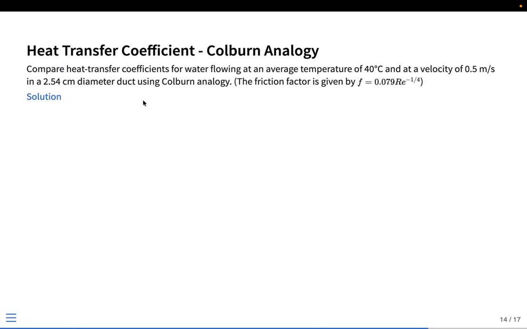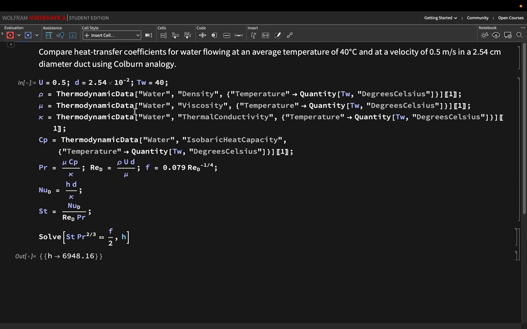So this is also a very straightforward problem. Again, we will use the same relation as before. We know the Stanton number is given by Nusselt number by Reynolds number times Prandtl number, and Colburn's analogy is Stanton number times Prandtl to the power 2/3 is f by 2, where f is given in the question itself as 0.079 into Re to the power minus 1/4, where Re is rho u d by mu and Prandtl number is mu Cp by k. So with this, all you have to do is solve for the value of h.